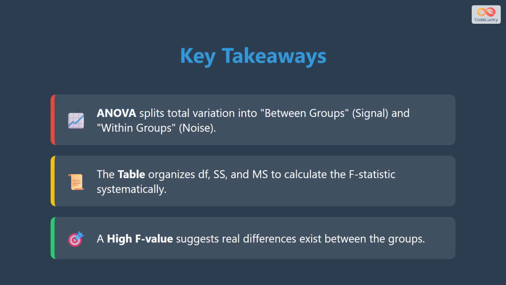To wrap up, remember these 3 points. ANOVA is about splitting variation into signal and noise. The table is just a tool to organize the degrees of freedom and sums of squares to find the mean squares. And finally, the F-statistic is the ratio that tells us if our results are significant. Master this table, and you master the logic of ANOVA.